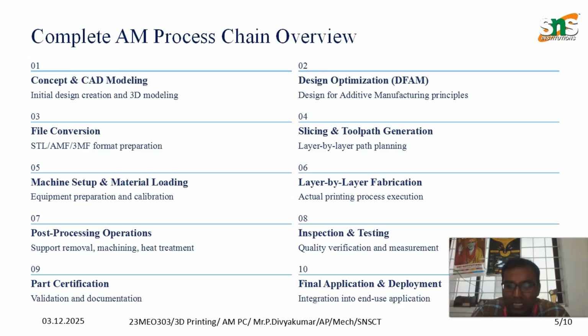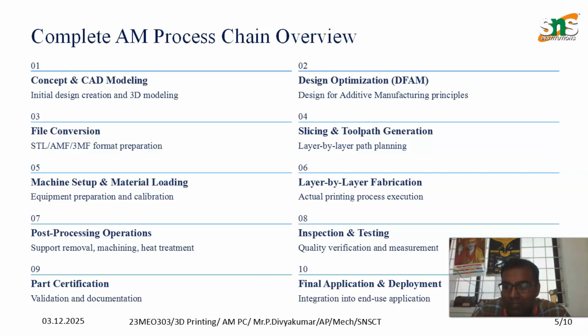Next one is the slicing and tool path generation. The model is sliced into thin layers. The tool paths are generated for each layer, and the printing parameters such as speed, temperature and power are defined. Next one is the machine setup and material loading for different types of AM processes.